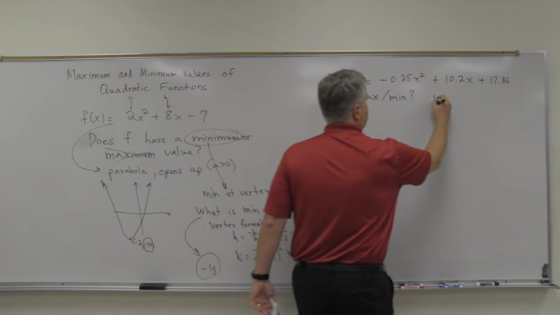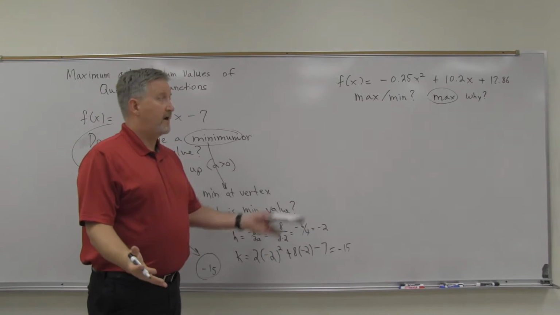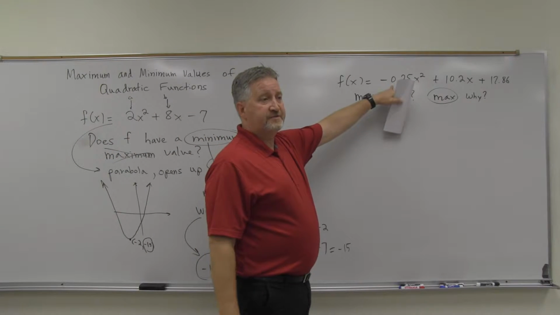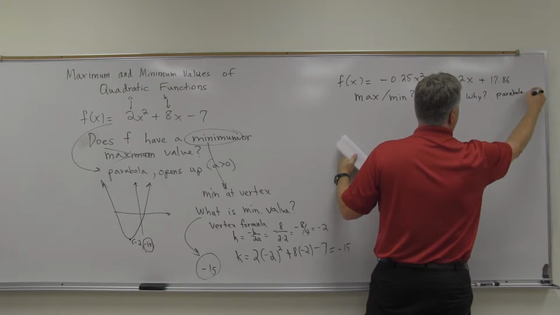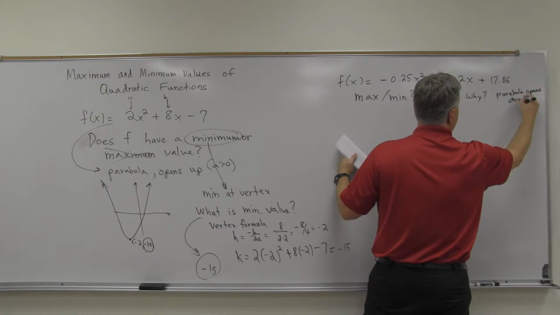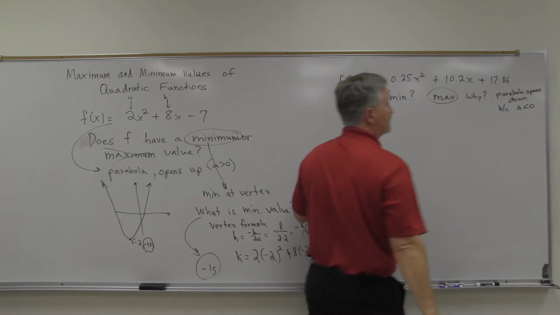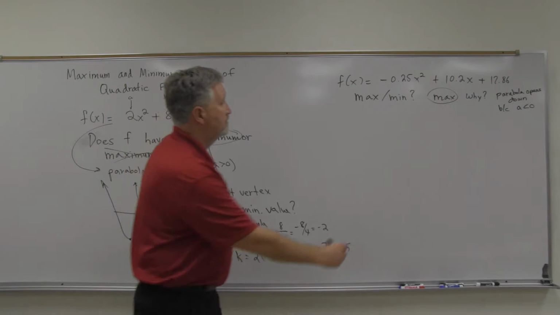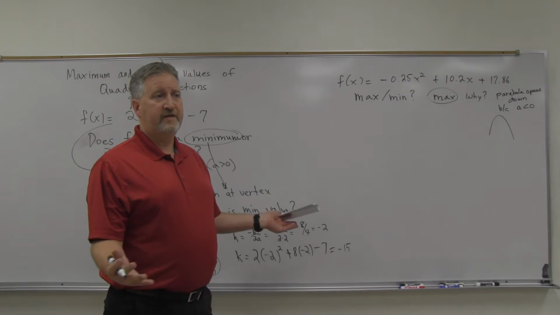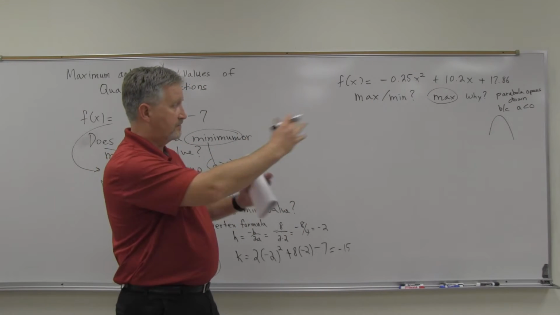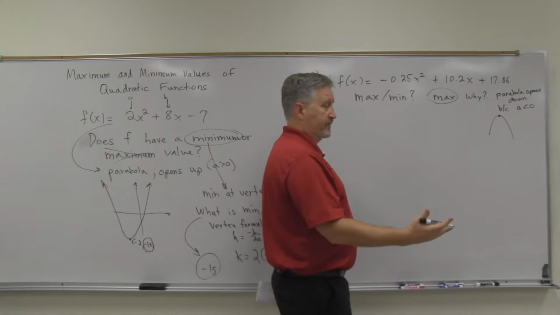Why? Because this is a parabola, x squared, that opens down. Because a is negative 0.25, a is less than 0. And so, you don't really have to sketch it, but just kind of draw one there. It's going to look something like that, because it's a parabola that opens down. And so, yeah, this point here is going to be a maximum point.